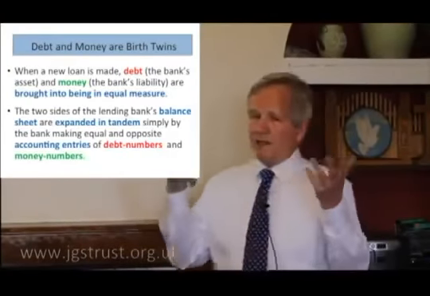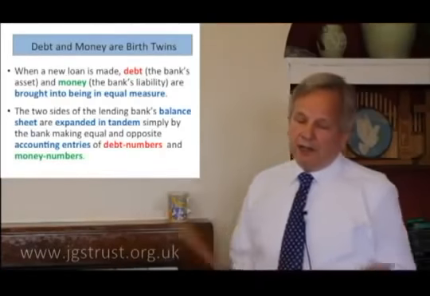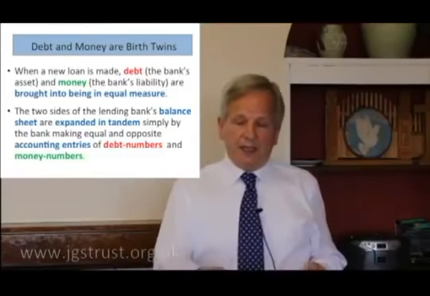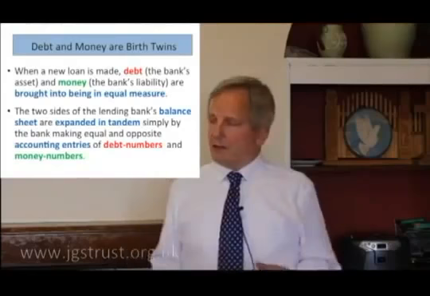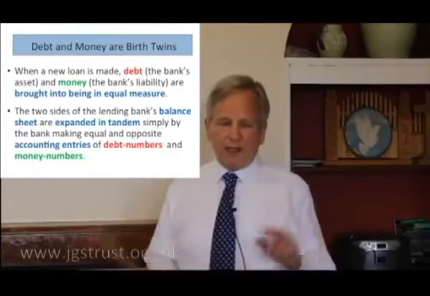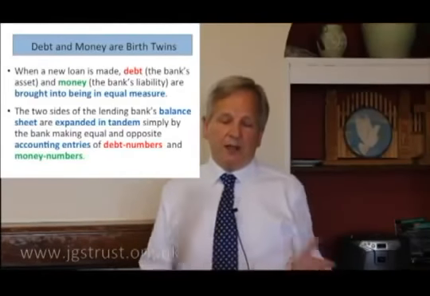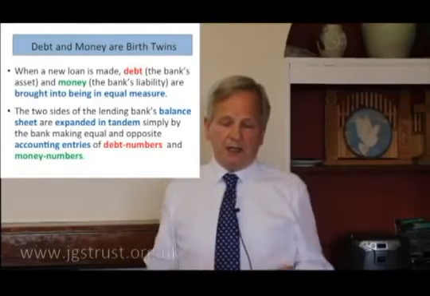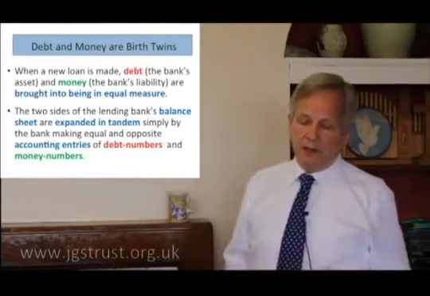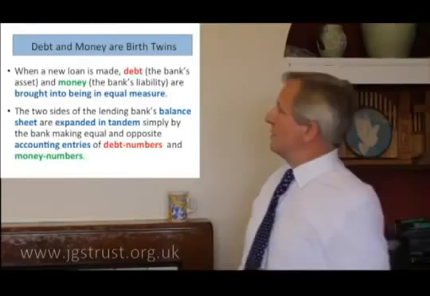So we can say that debt and money are birth twins. They come into existence together. When a new loan is made, the debt and the money come into being in equal measure on opposite sides of the balance sheet. So the balance sheet is expanded in tandem, new accounting entries of debt numbers and money numbers.